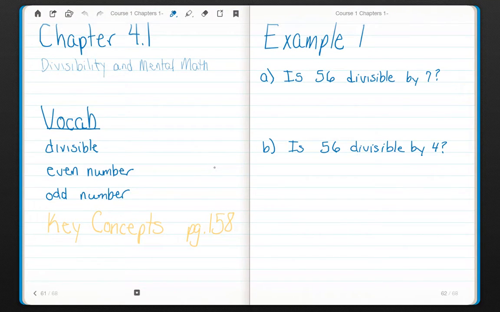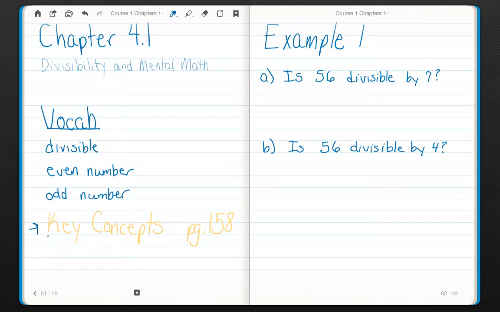Chapter 4.1, Divisibility and Mental Math. So today we're going to be talking about divisibility rules and why they are important. Okay, the vocab for today is pretty basic. Divisible: a number is divisible by another if it goes in evenly. Even numbers and odd numbers. By now you should all know what even and odd numbers are. But we're really going to be focusing on these key concepts today.